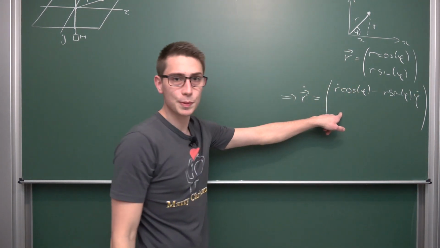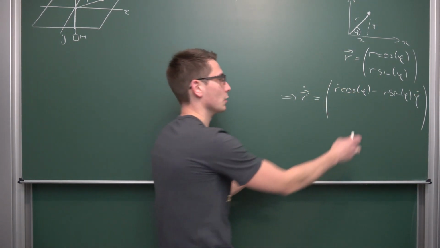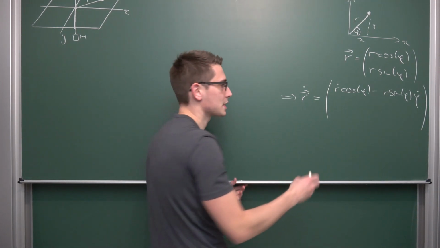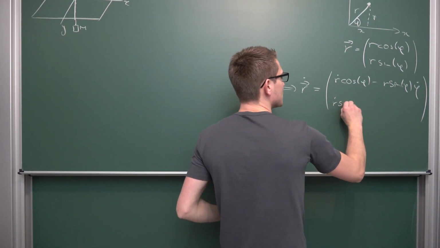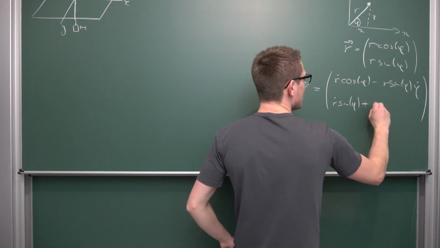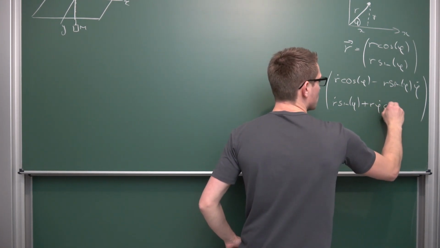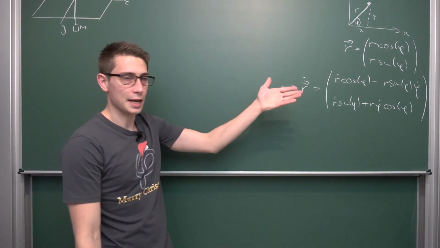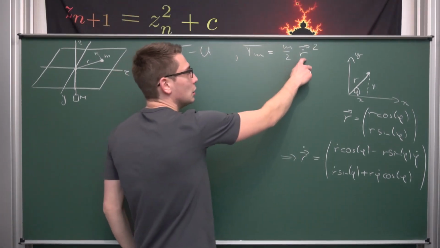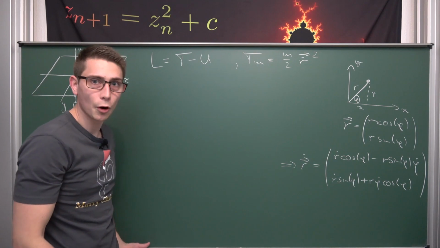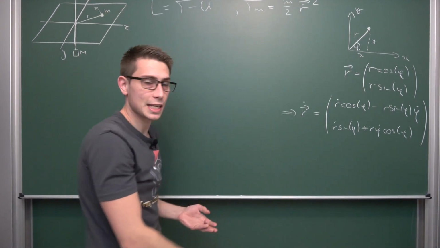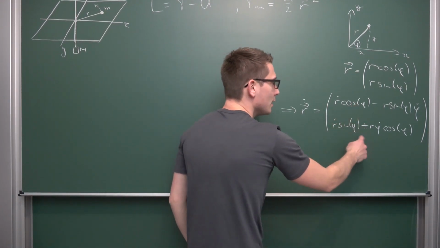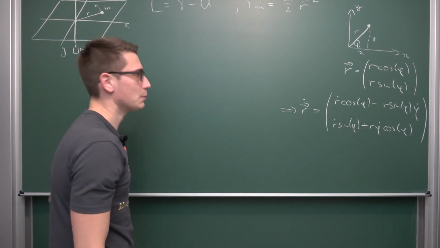Okay, and the same spiel down here, just with the difference that our sine is going to turn into a cosine when differentiated. So r dot sine of phi, and then plus r phi dot times the cosine of phi. And this right here is our velocity. And now to get to our velocity squared, this is just a scalar product of this vector with itself, meaning we are just going to square each and every component in here separately.